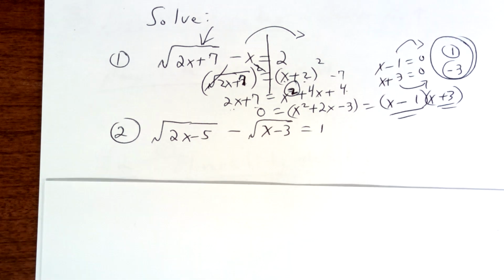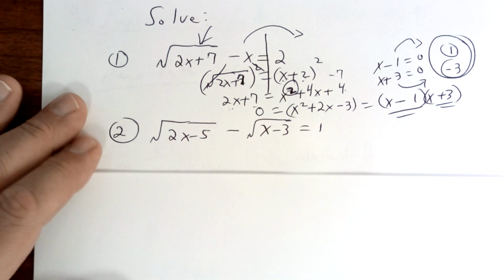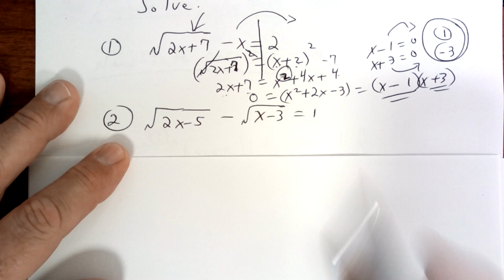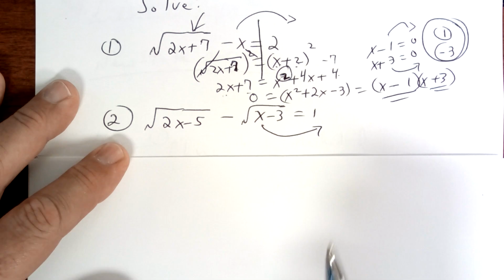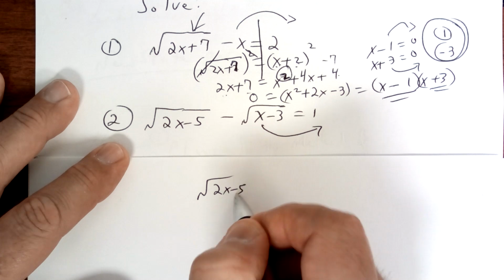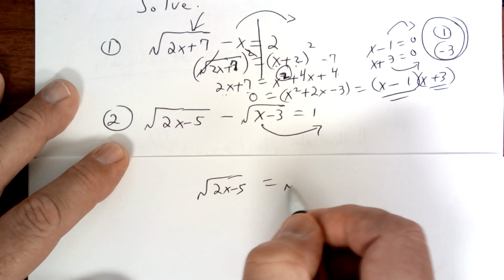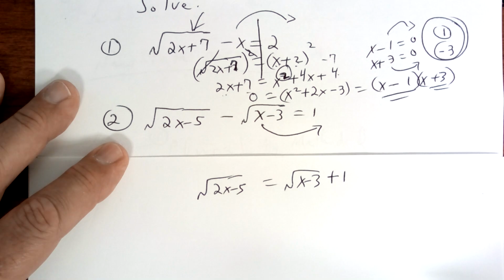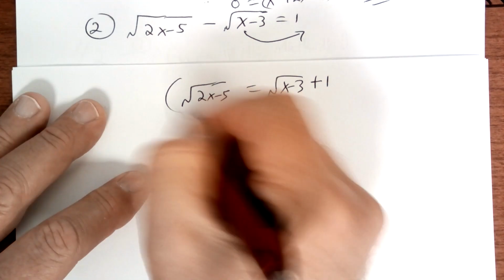Okay, let's try this one. Since this is a negative, you don't want both of these together. So you want to move one of them over here, and that's going to change to a positive. Like that. At this point, you want to go ahead and square both sides. This is going to cancel.